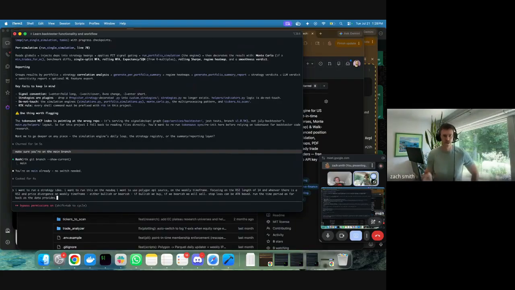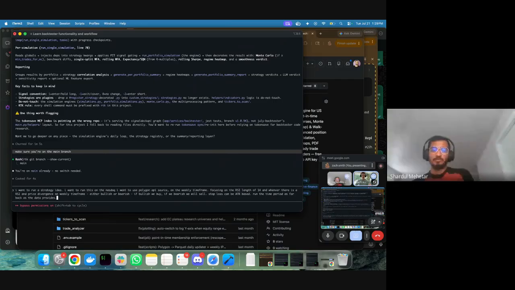So I want to run a strategy idea. I want to run this on the NASDAQ. I want to use my Polygon API source, and I want to run it on the weekly time frame. I want to focus on the RSI length of 14, which is standard. And whenever there is an RSI and a price divergence on the weekly time frame, either bullish or bearish, if bullish we buy, if bearish we sell, stop loss is ATR based, run the time period as far back as the data provides. Okay, anything else, or are we good to go? I guess we are good to go. Okay.